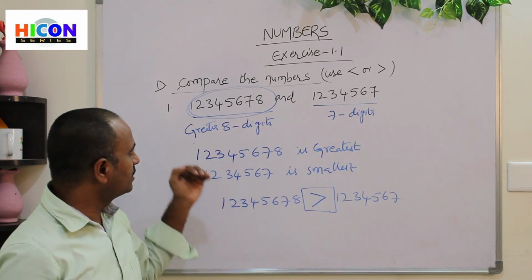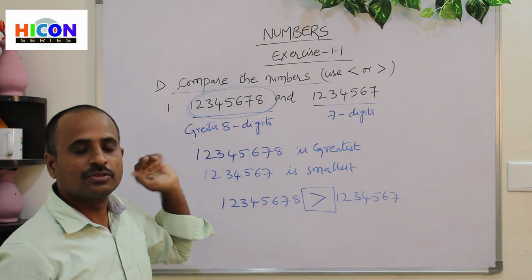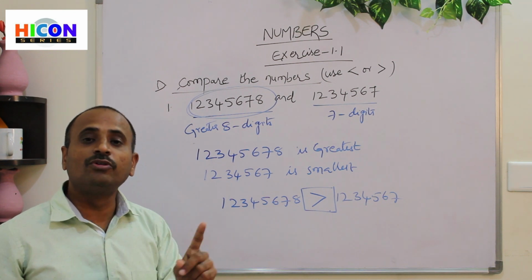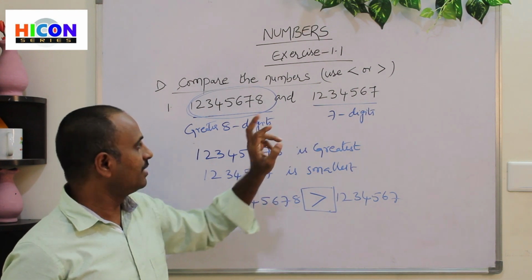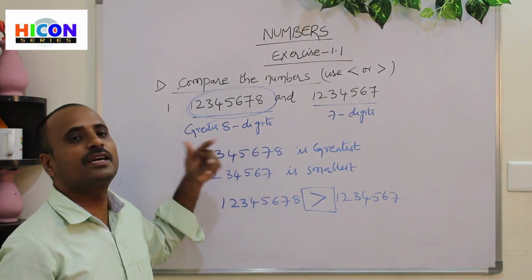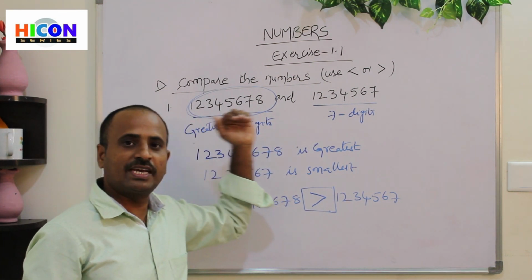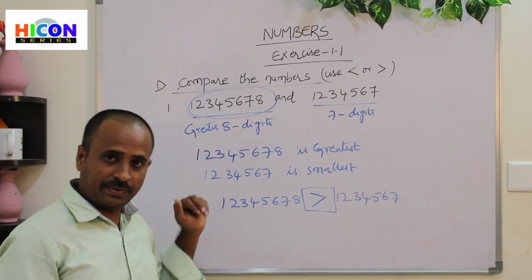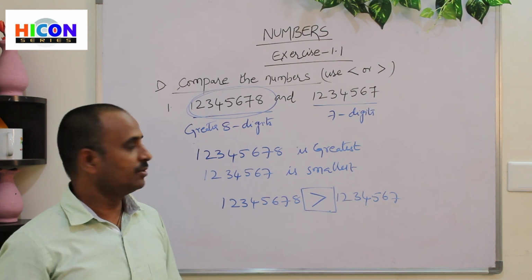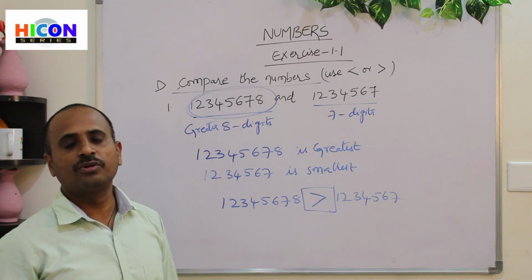So children, this is the way how to compare the numbers. First step is we have to count the number of digits. If the number of digits are different, then the number which has more digits is the greater number, and the number which has less digits is the smallest number. So children, let us practice another problem. Note down this problem in your notebook.